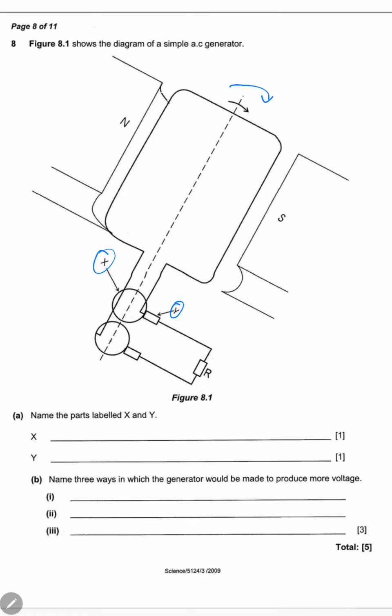Since this is an AC generator, the part labeled X is actually the slip rings. Slip rings. What about Y? These are just carbon brushes, or you can just call them brushes, there's no problem. This is still the same answer. So carbon brushes, there's no need to be too strict.